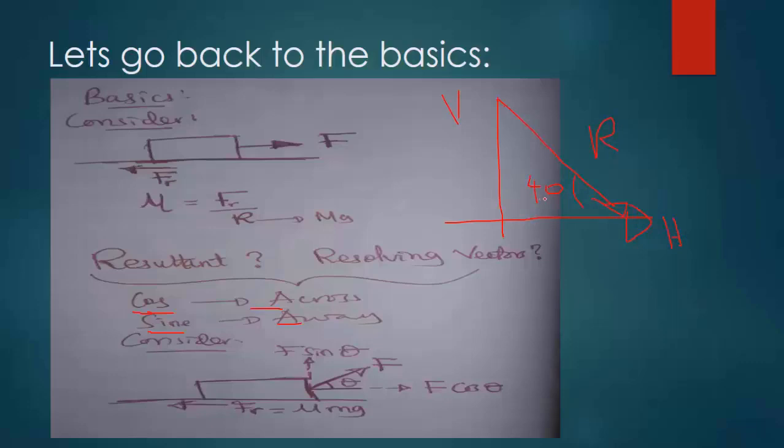Angle ikiwa hapa, sawa, angle ikiwa hapa, huyu atakuwa r cos 40, sawa. Tunamove across, huyu tunamove away, sawa. It means huyu eventually atakuwa r sin theta. I mean horizontal hapa atakuwa r cos theta, huyu atakuwa r sin 40. Okay?